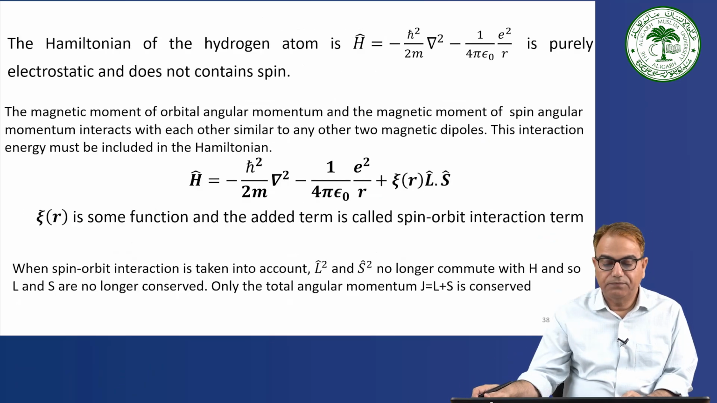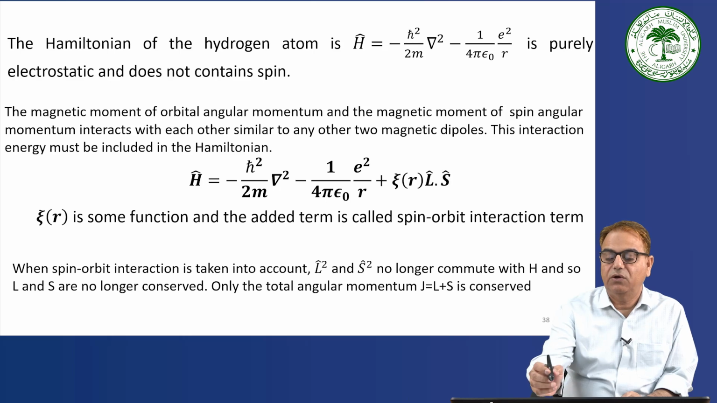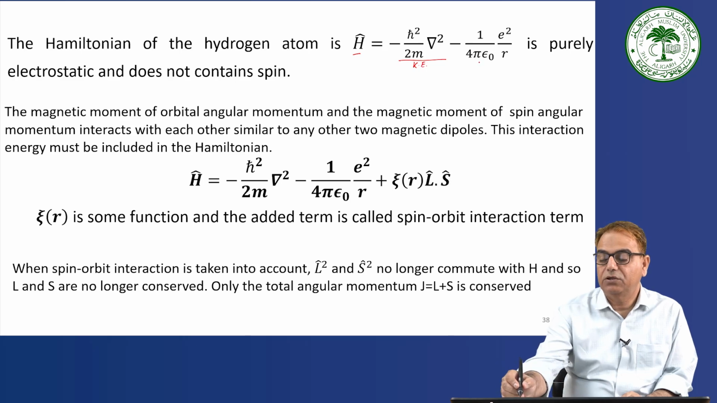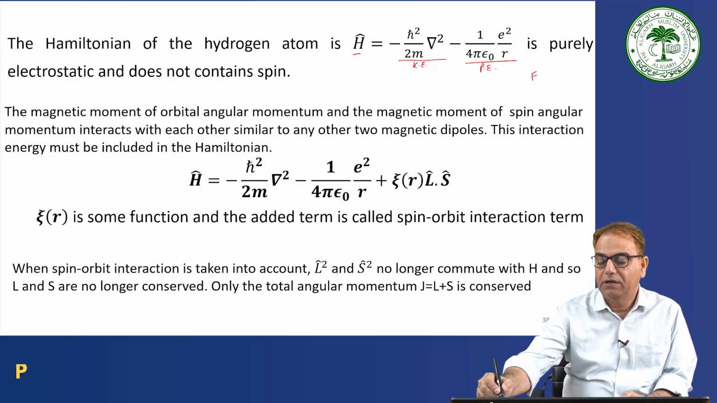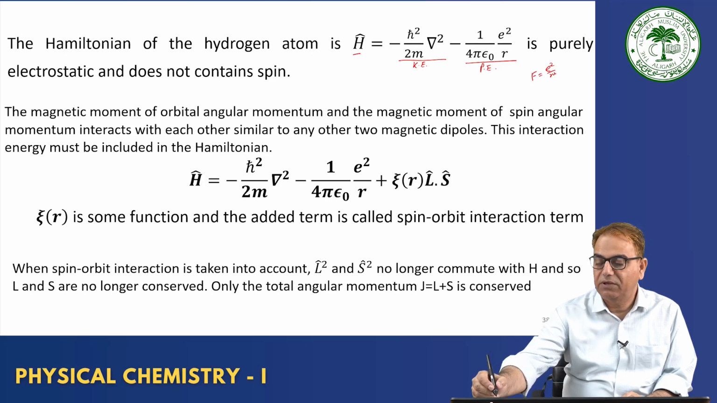Now, what is the Hamiltonian of a hydrogen atom, which we have used till now? This is your kinetic energy part, and this is your potential energy part. This potential energy arises because of the force acting between the charges, e square by r square, with 1 by 4 pi epsilon, of course.